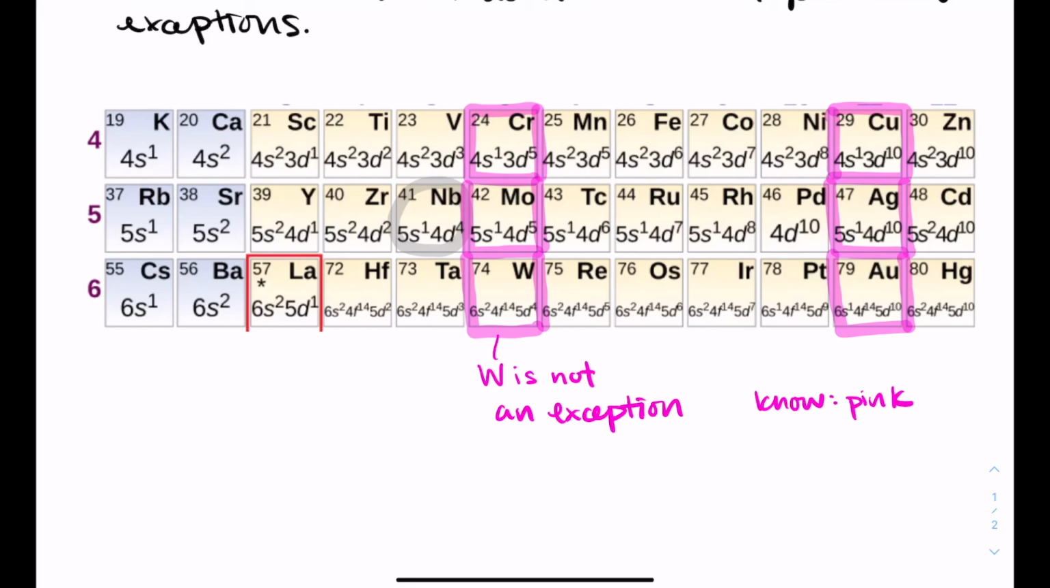So the columns that I want you to know are chromium, molybdenum, tungsten, copper, silver, gold, where 5 of them follow the exceptions of having one S electron and either a half-filled or a completely filled D subshell, except tungsten, which does 6s2, 4f14, 5d4.